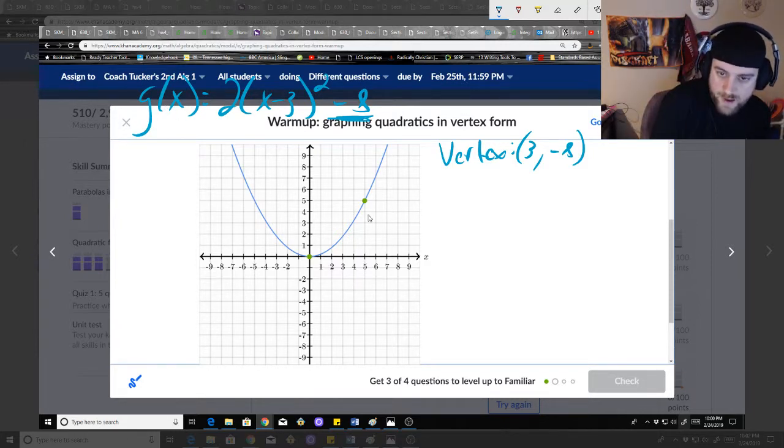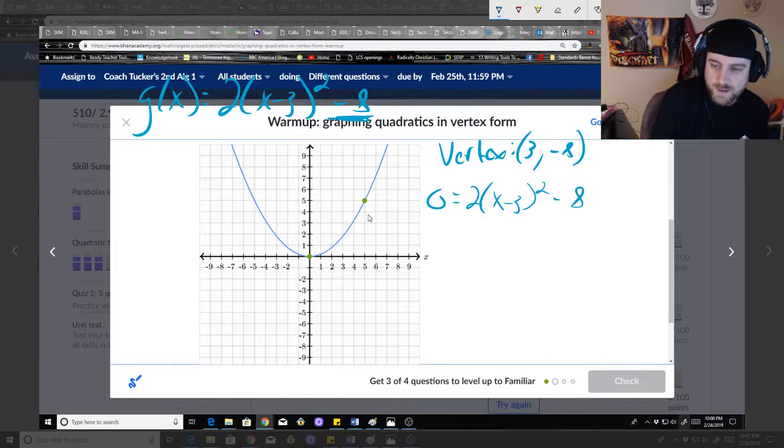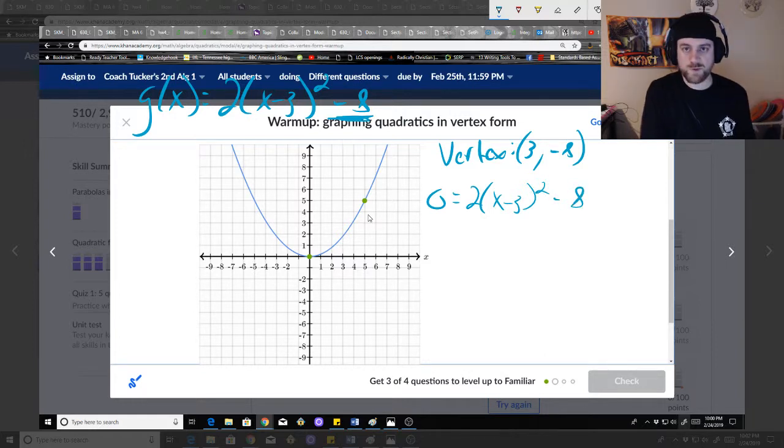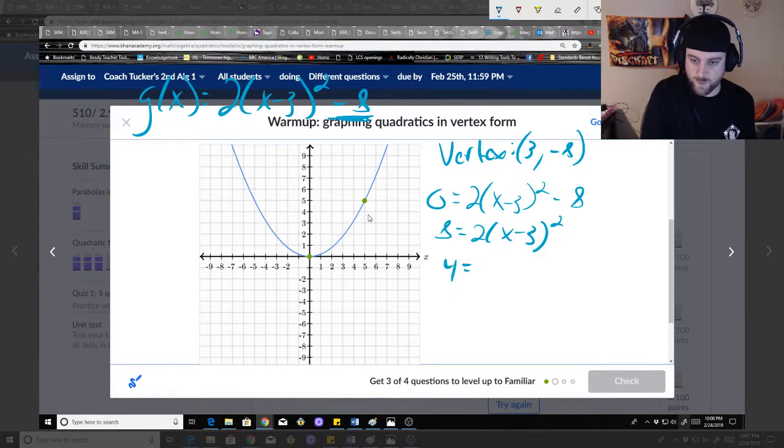So we now have 0 equals 2 times (x minus 3) squared minus 8. We can solve this using the square roots that we did in the last video. So we'll add 8 over. I'm not going to do every single step here because we're going to run out of room. Divide by 2 to get your 4. So 4 equals (x minus 3) squared.